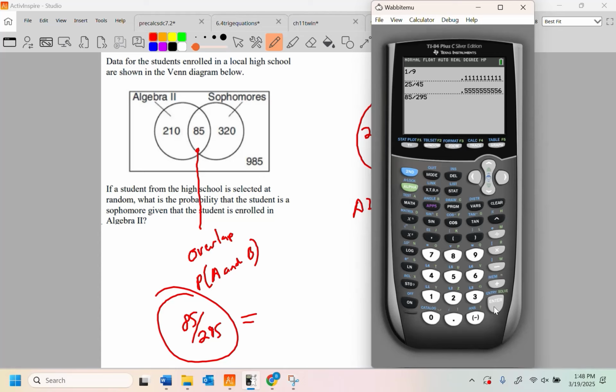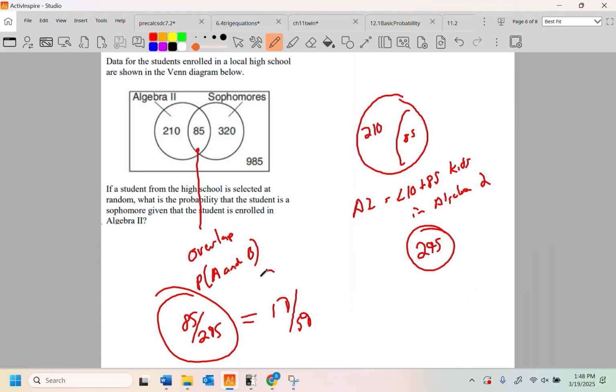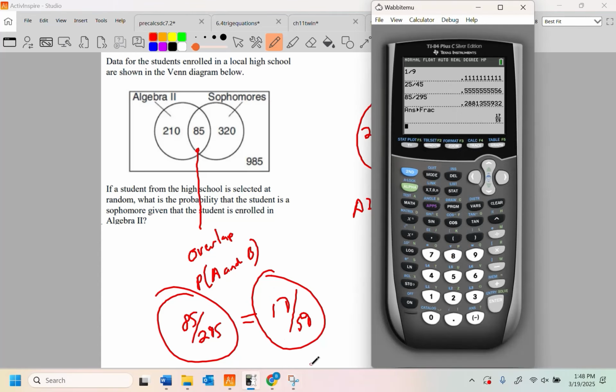Hopefully it's 17 over 59. Of course, if you like the decimal, there's your decimal, 0.2881.